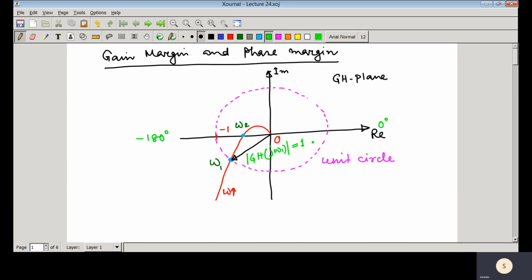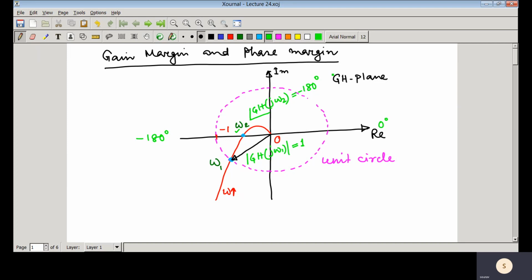And let us see what happens whenever it crosses the -180 degree axis, that means the negative side of the real axis. At omega equal to omega 2, it crosses it. So this is that point, where it crosses the negative real axis. If we find the phase at this particular frequency, j omega 2, it is clear that at omega equal to omega 2, the phase would be equal to minus 180 degrees. So these are the two frequencies and the two points from where we will be able to get the measures of stability.